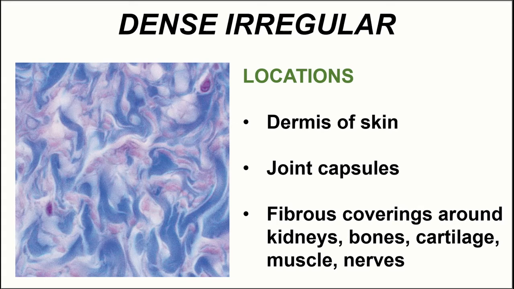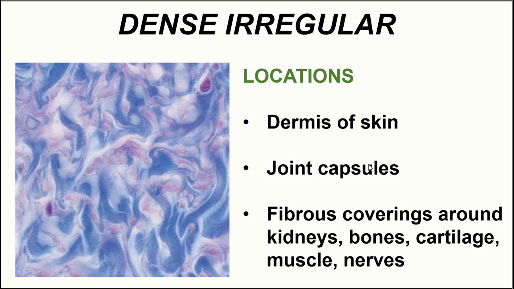So we've seen dense regular and dense elastic connective tissue so far. The last of our dense fibrous connective tissues is dense irregular connective tissue. We have a variety of locations for this connective tissue. Primarily it's found in the dermis of the skin, so the majority of the deep layer of our skin called the dermis is made out of dense irregular connective tissue.